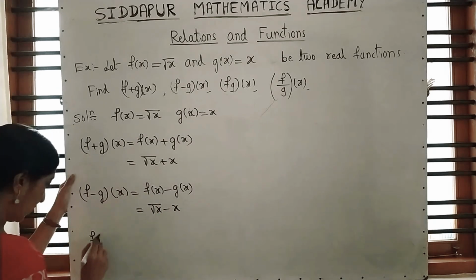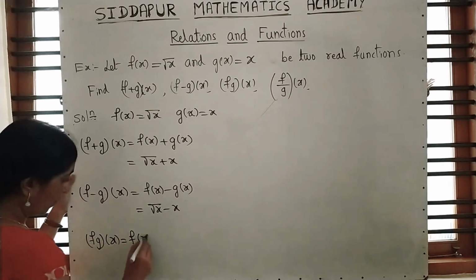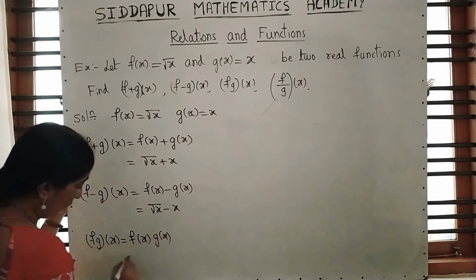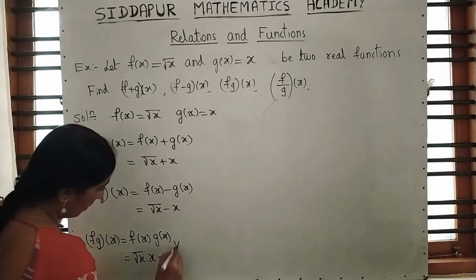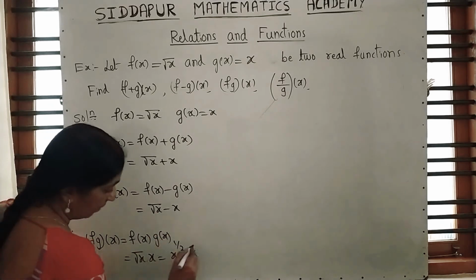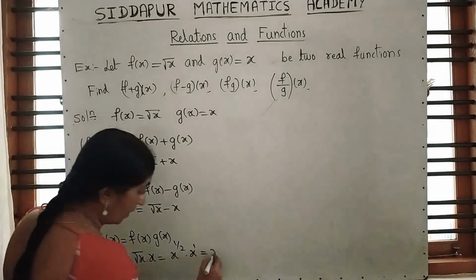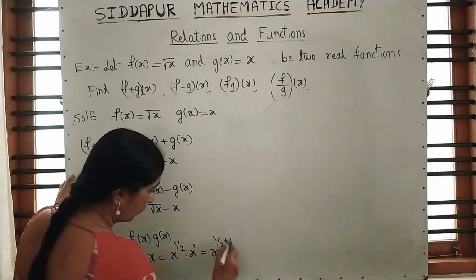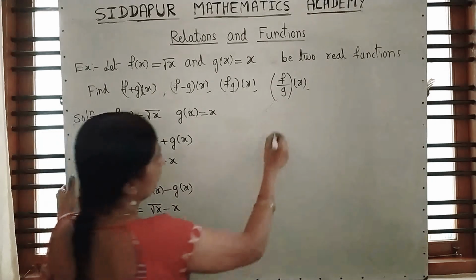Next, multiplication. f(x) into g(x), root x into x. Root x is x raised to half, into x. Only x means its power is 1. They are in the form of x raised to m into x raised to n, which is x raised to m plus n, that is x raised to 3 by 2.